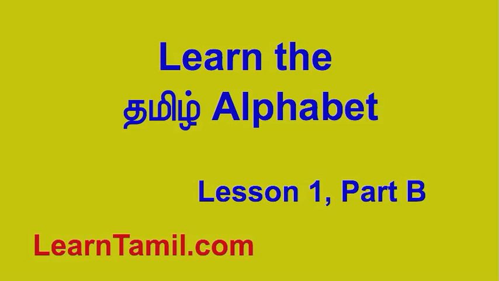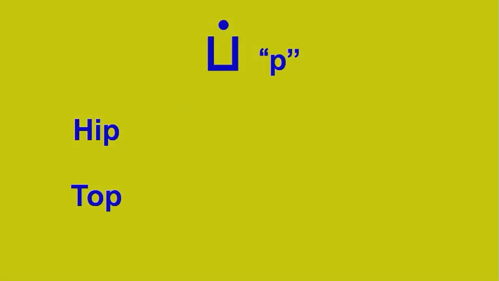This is a continuation of Lesson 1, and in this second part of the lesson, we're going to continue learning a couple more consonants. The first consonant is ip, which is like the English letter P. It's very easy to write. Oops, put a dot over it.